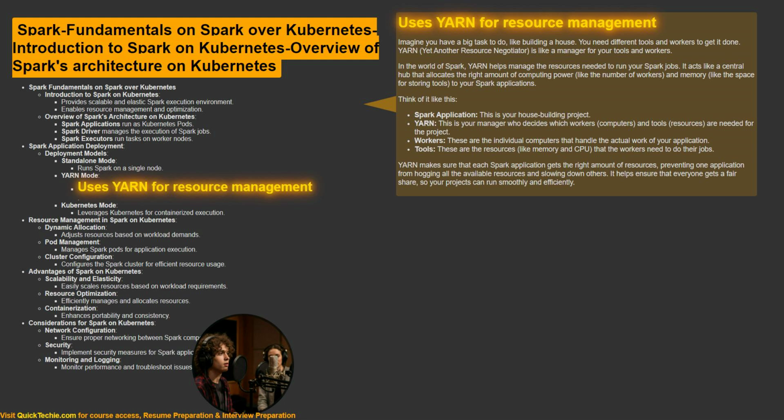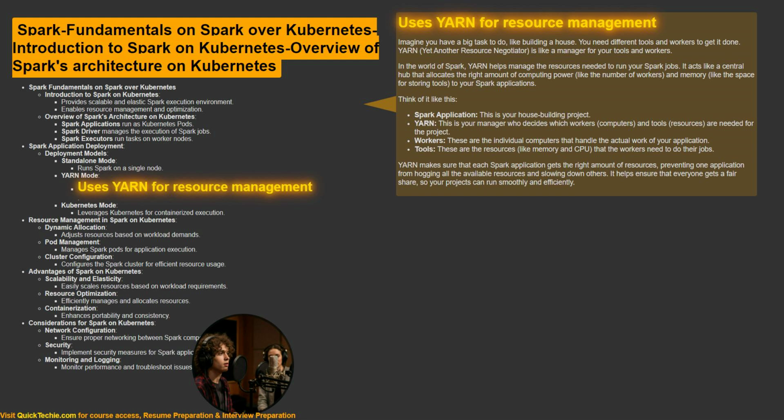To use Yarn for resource management. Imagine you have a big task to do, like building a house. You need different tools and workers to get it done. Yarn, yet another resource negotiator, is like a manager for your tools and workers. In the world of Spark, Yarn helps manage the resources needed to run your Spark jobs. It acts like a central hub that allocates the right amount of computing power, like the number of workers, and memory, like the space for storing tools, to your Spark applications.